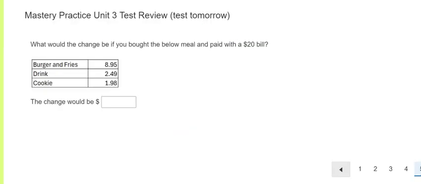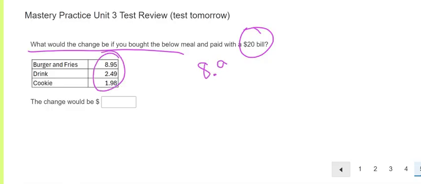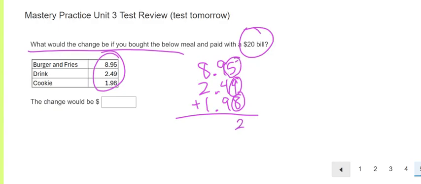Okay, what would the change be for the meal below if you paid with a $20 bill? Okay, so here is the meal. How do we find the cost of the meal? We're going to add them. We're going to add them all up. So we have 8 plus 9, that's 17, plus 5 is going to be 22. Going to carry the 2. 9 plus 9 is 18, plus 2 is 20, plus 4 is 24.